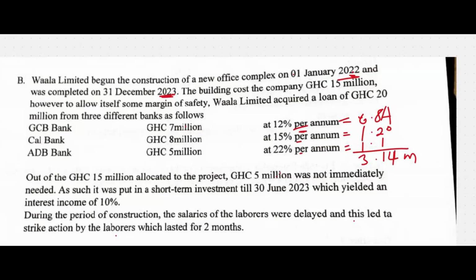How many years are we working with? 2 years, right? 1st January 2022 to 31st December 2023. That's 2 years. So it means that it's going to be 7 million times 12% times 24 over 12. So I can report this for 1 year. Are we okay?